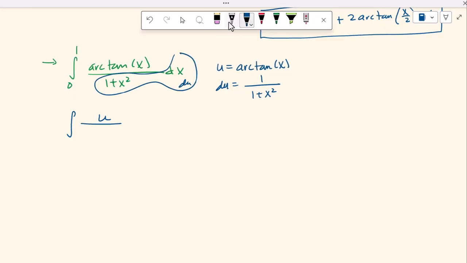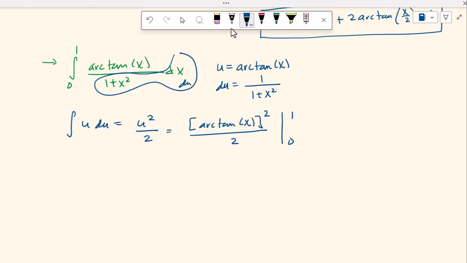So I don't even need a fraction. This is just u, u du. Okay, that's exciting. So that integrates into u squared over 2. So here I have arctan of x quantity squared. You need to make sure you have your brackets there, over 2. And now I'll evaluate it from 0 to 1.